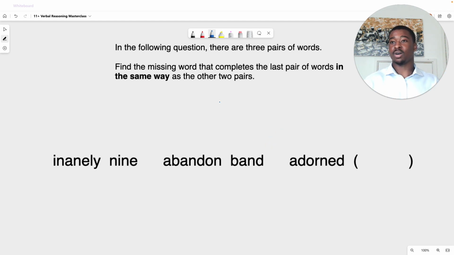Okay, so here we have our next question. We have inanely and nine, abandon and banned, and then adorned, and the answer we need to work out. So we always go back to our framework. Everything starts from the framework. Step 1, we start with certains. Step 2, we create our code. Let's see how that framework can help us in answering this question.